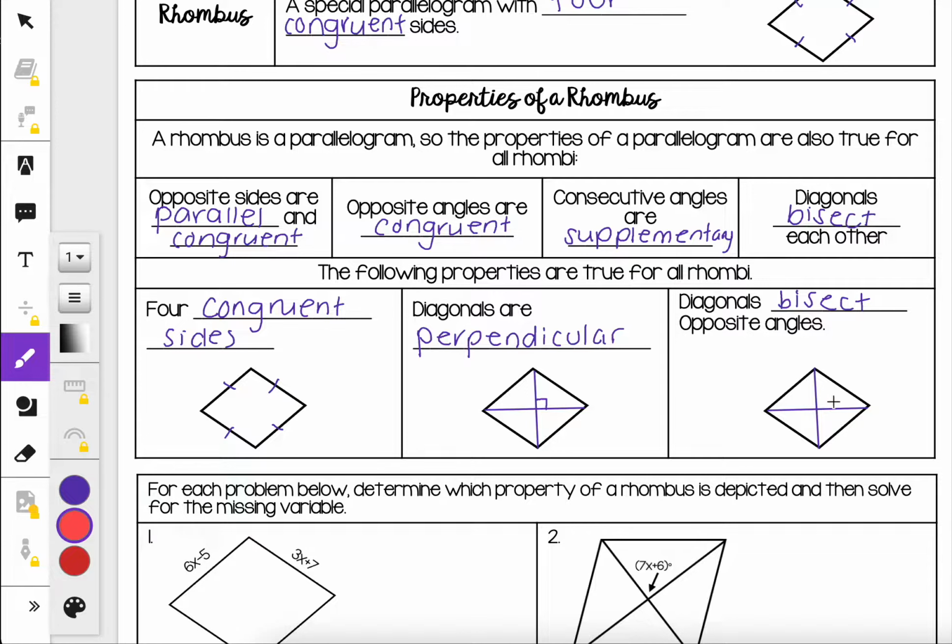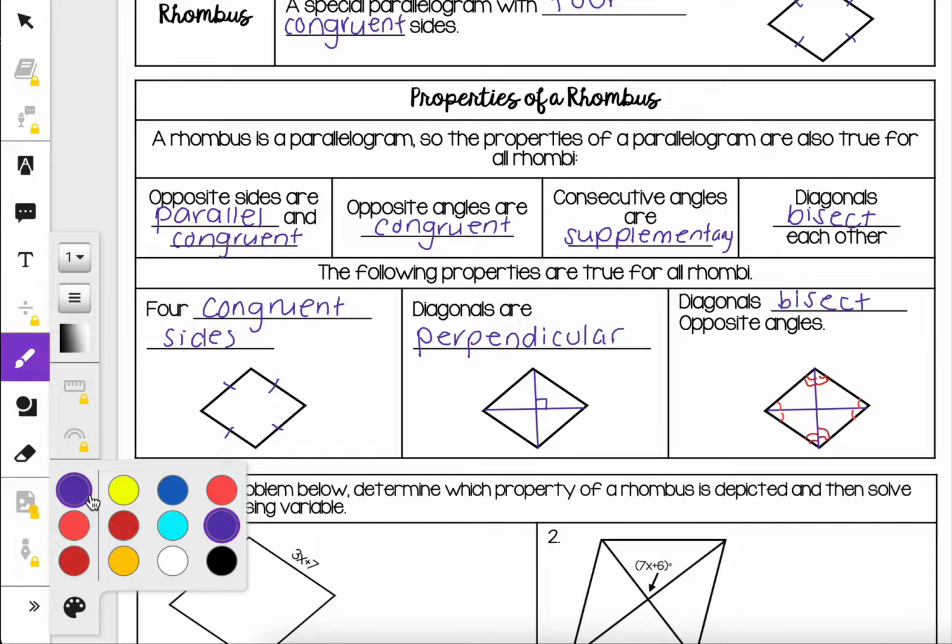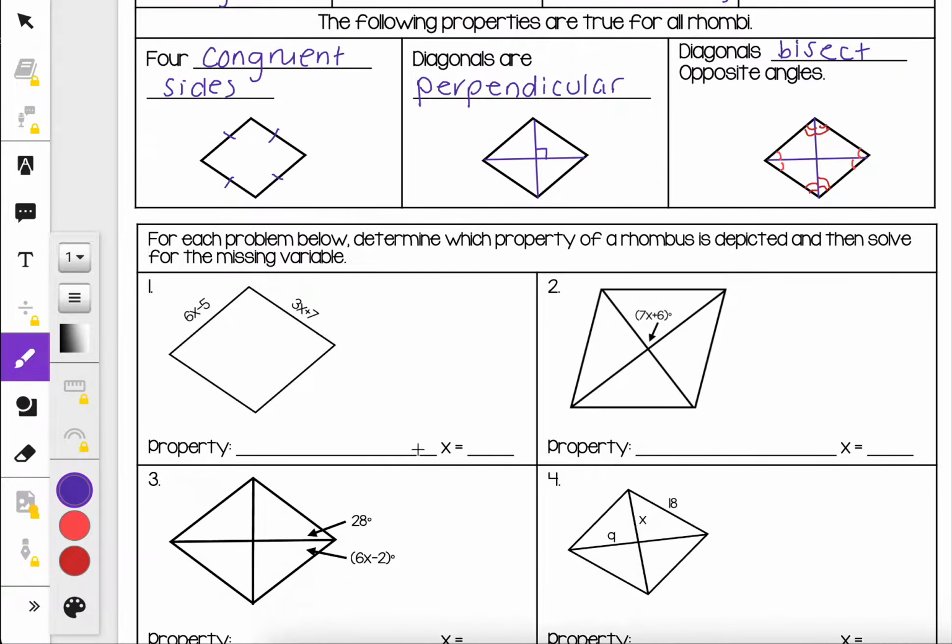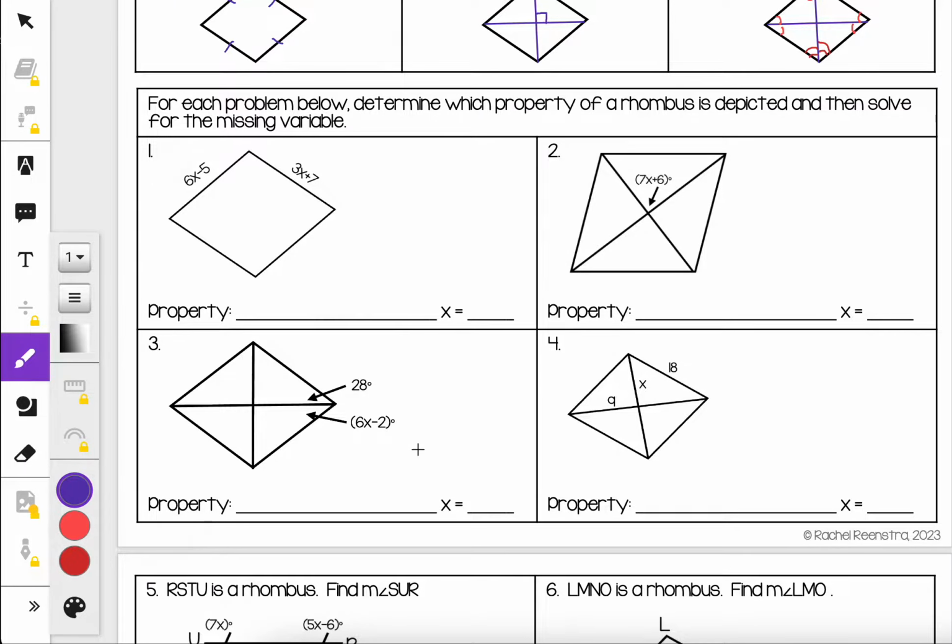So what that means is I have these 2 opposite angles here. This diagonal is going to bisect them. And because I know that my opposite angles are congruent, because this is a parallelogram, these 4 angles are all going to be congruent. And then these 4 angles are all going to be congruent. Okay? So our first set of problems here, we've done a couple of these before in other videos. We're going to identify the property of a rhombus that is being depicted and then solve for the missing variable.